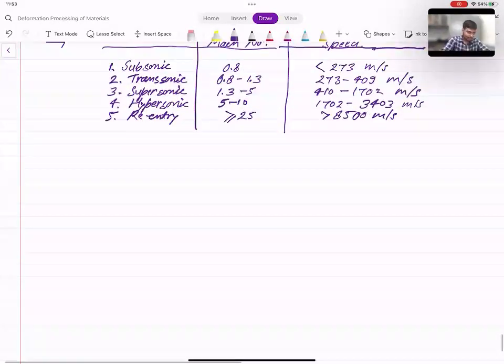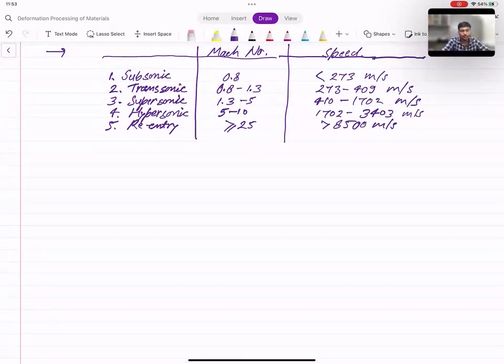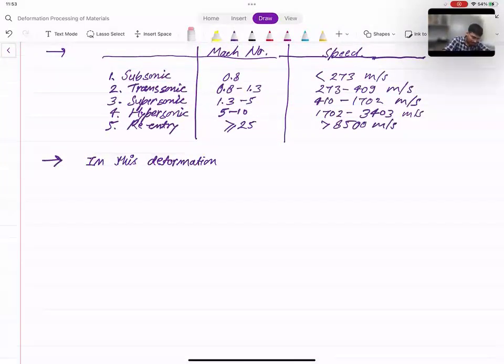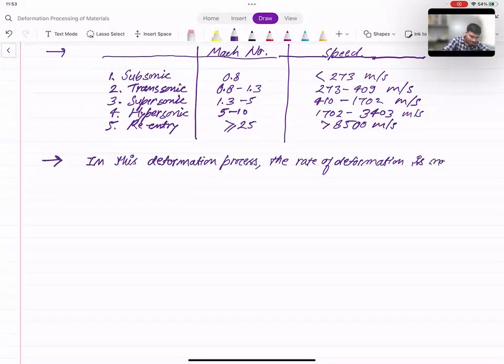Also, we have seen that the deformation rate is very high. In this deformation process, the rate of deformation is not less than 1200 to 1500.